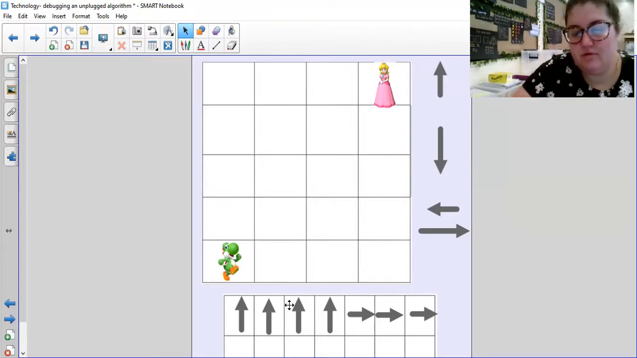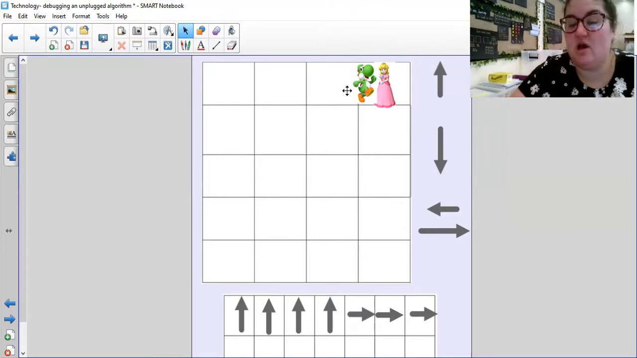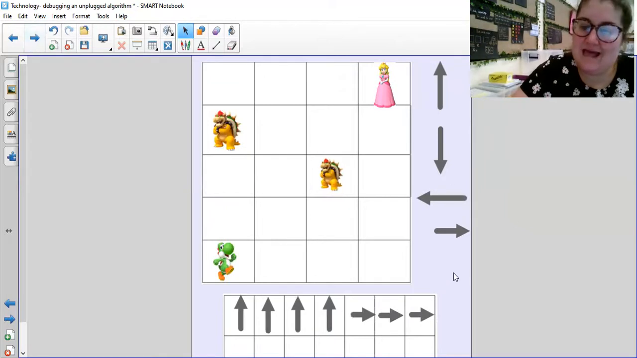So if I was to start my algorithm from the beginning, okay, if I was to press play, I'm moving up 1, 2, 3, 4. Let's do it together. 1, 2, 3, 4, and I'm moving right 3 times. 1, 2, 3, and I've completed my algorithm. I've got Yoshi to Princess Peach, okay, and I've managed to debug it. So let's have a look at another example now.